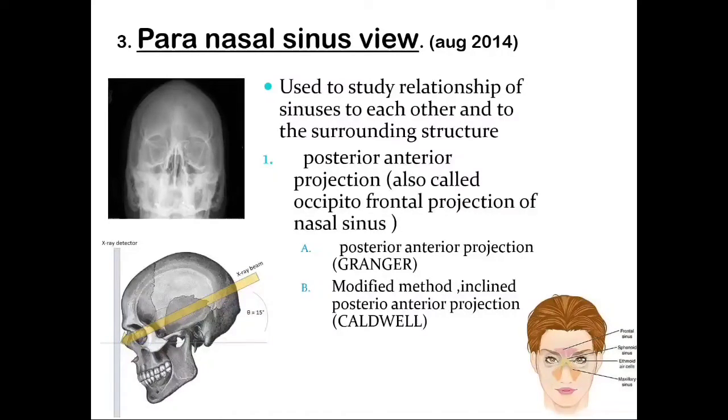In the paranasal sinus views, again, it is used to study the relationship of all the paranasal sinuses. You have the PA projection, whose other name is Granger's method, and then you have Caldwell's modified method of the posteroanterior projection that has been given in the textbook itself. You can read about it from the textbook of Freny Karjodkar itself.